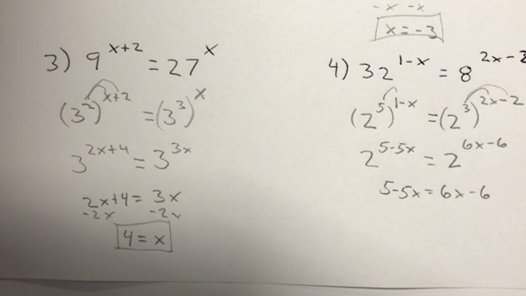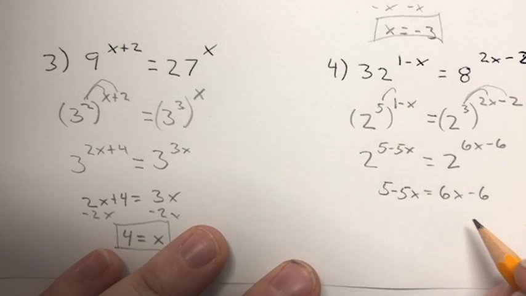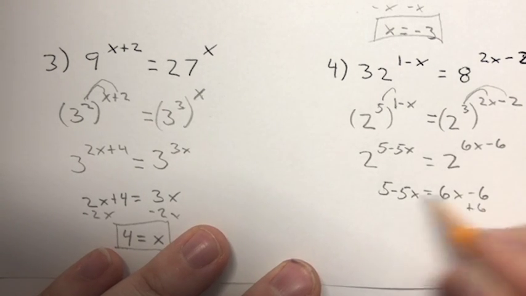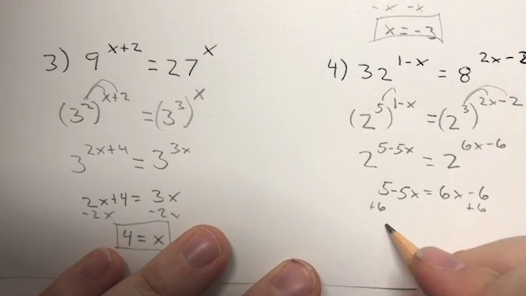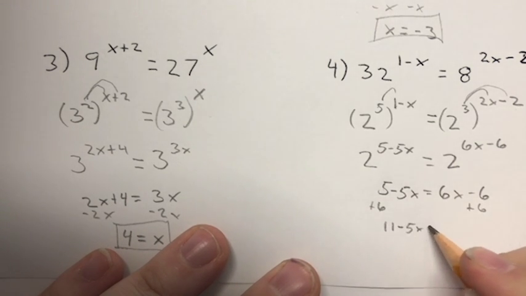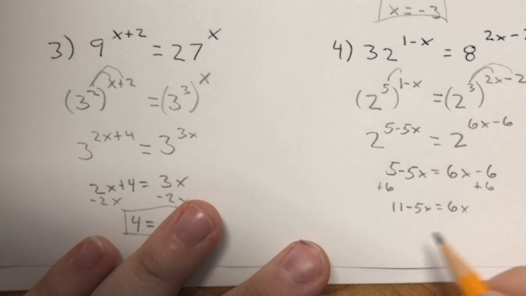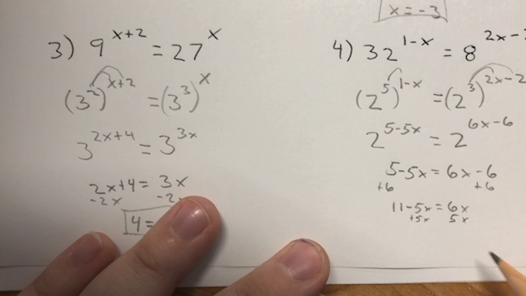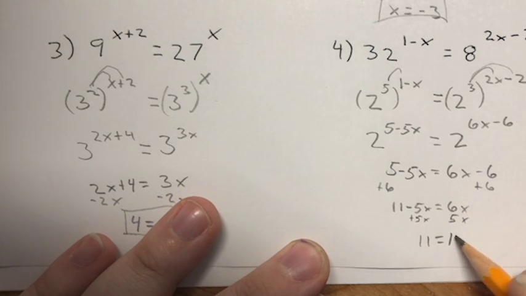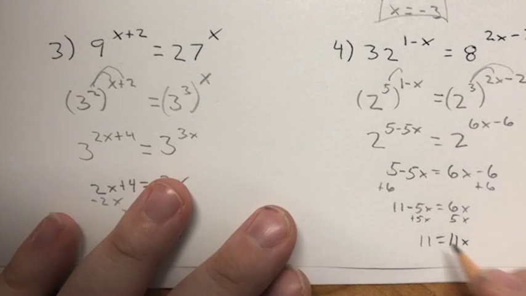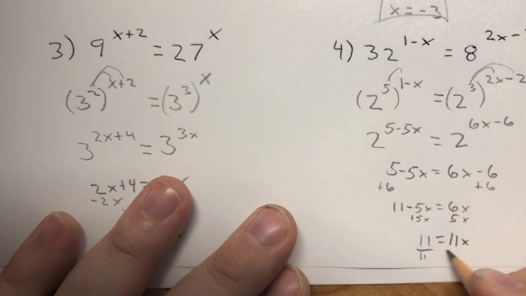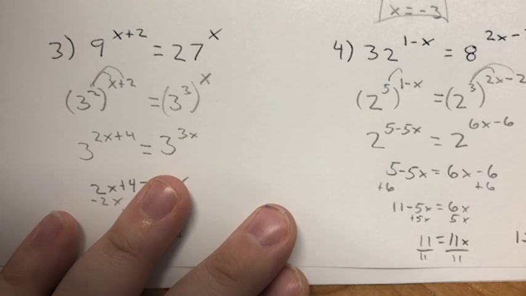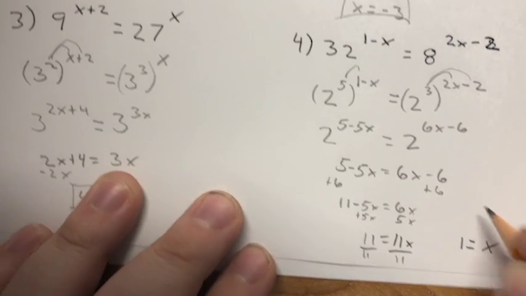Now that I've done that, let's go ahead and start combining like terms. I'm going to move this over here by adding 6 to both sides. That gives me 11 minus 5x equals 6x. I'm going to add 5x to both sides so I can get my x's all on one side, and I get 11 equals 11x. Divide by 11 on both sides, and I'm running out of room on my paper. And I get that 1 is equal to x.